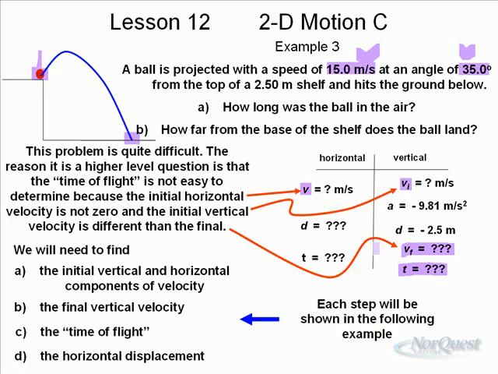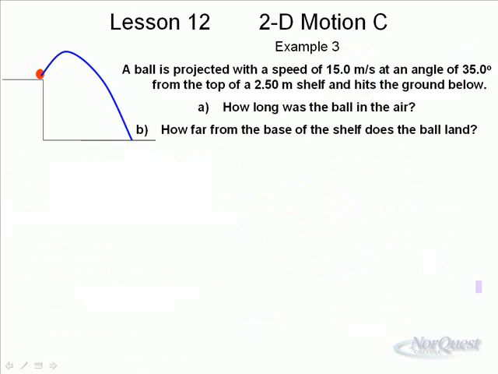So each of these four steps: resolve the initial velocity into its components, find the final vertical velocity, the time of flight, and finally the horizontal displacement. So the first thing we should do is resolve the initial velocity into its components.